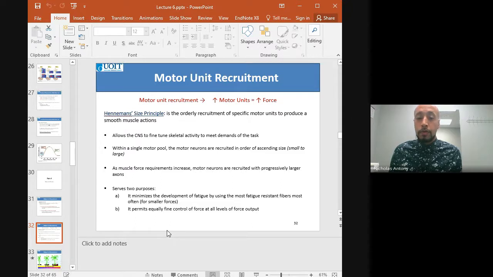Wait, hold on. Time out. You guys are talking about recycling. So every time we flex the motor unit, we don't have to recycle. We don't have to break down the muscle. Yeah, exactly. So does that make sense?